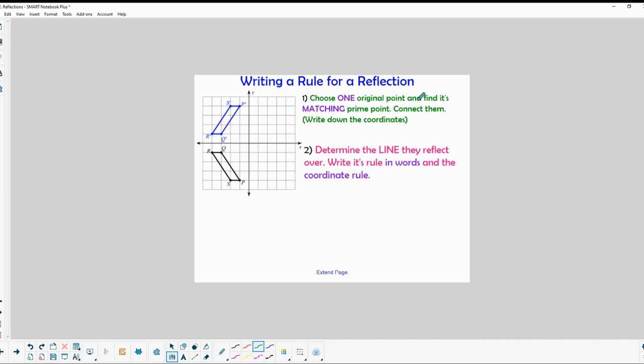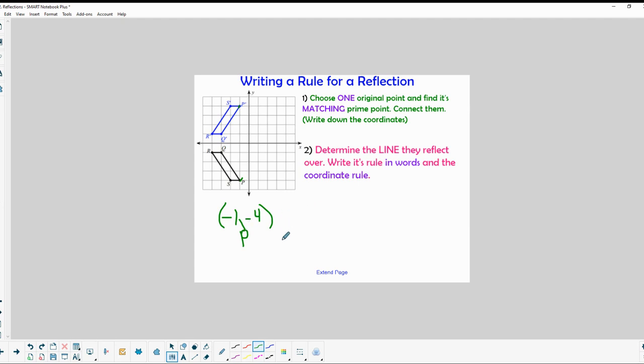All right, on this one, write a rule for the reflection. So choose one original point and find its matching prime point. Connect them, write down the coordinates. Okay, so let's just look at P and P prime. So P is at negative 1, negative 1, 2, 3, 4. Negative 1, negative 4. That's the location of P.